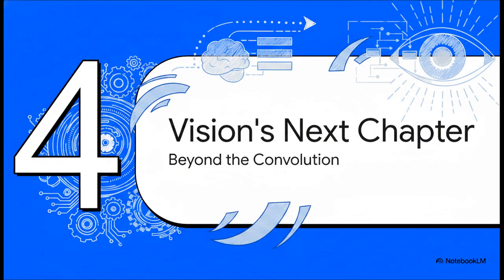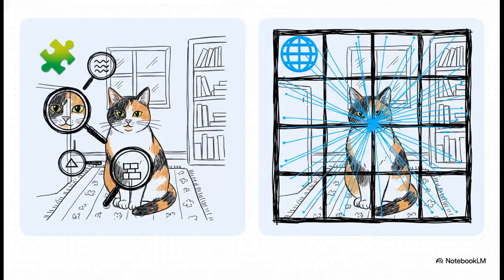But of course, technology never, ever stands still. The convolution has been the undisputed king for a decade, but the next evolution in computer vision is already here, and it's actually coming from a totally different field. So say hello to the Vision Transformer. It's an idea borrowed straight from the world of language models like GPT, and it works in a completely different way. You see, a CNN is like a person looking at a photo through a tiny magnifying glass, focusing on all the local details first.